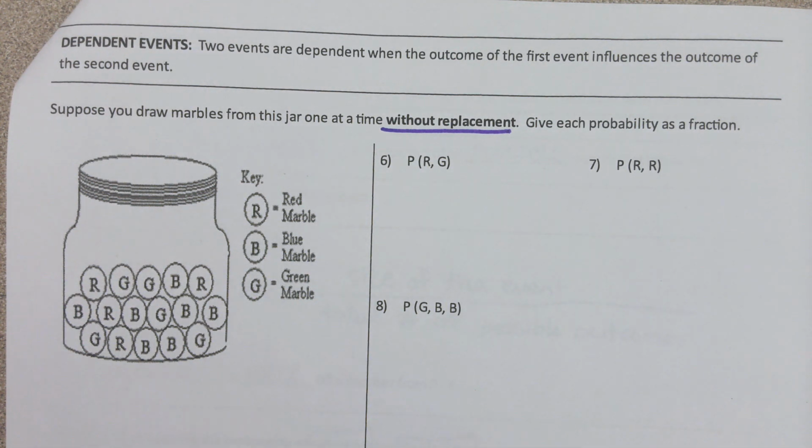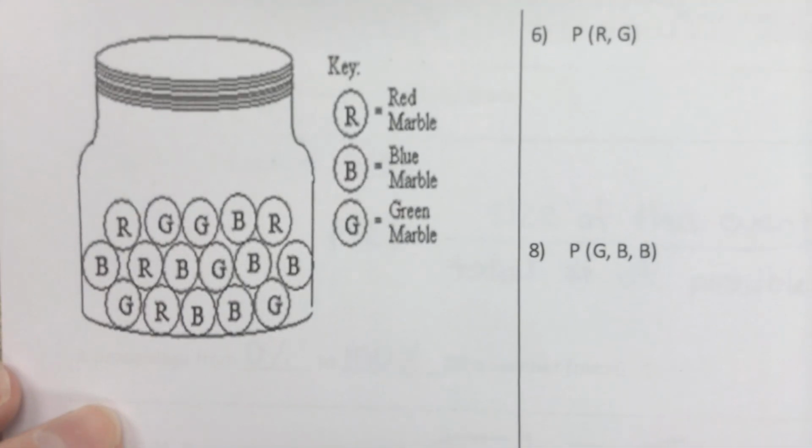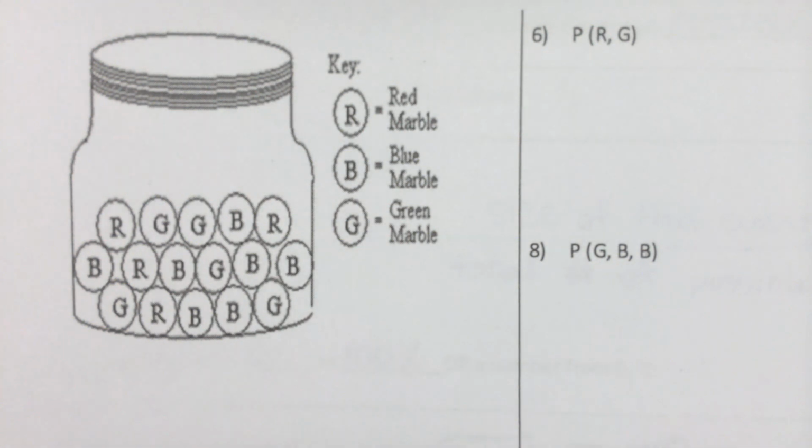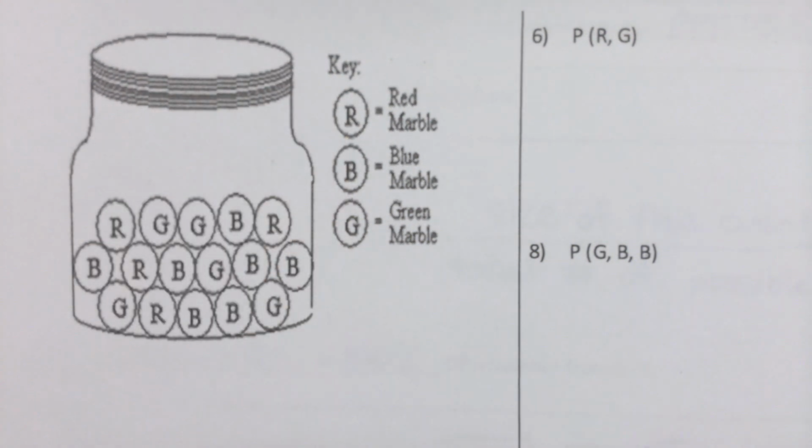Give each probability as a fraction. When I take a marble out and I don't put it back, I'm now affecting the probability of any of the following draws from there. When you get a problem like this, we need to focus on the jar of marbles for a moment. You get a bit of information from here. Because we don't have any numbers, we have to go through and count these items. So my recommendation is first count the individual colors, add them up, get the total.